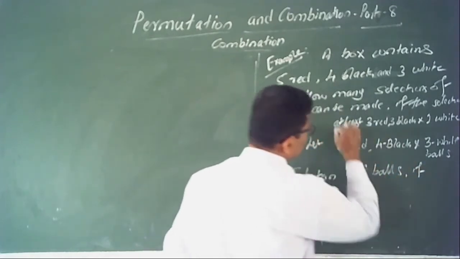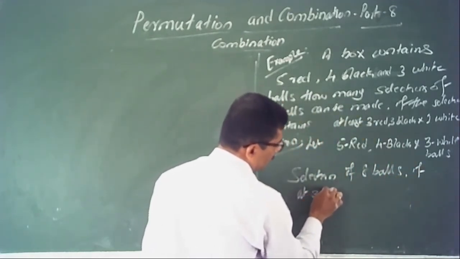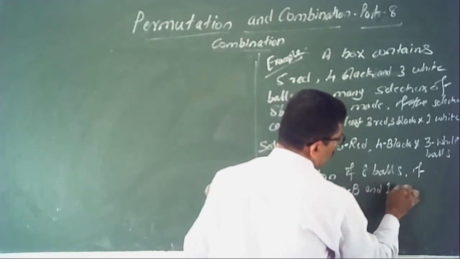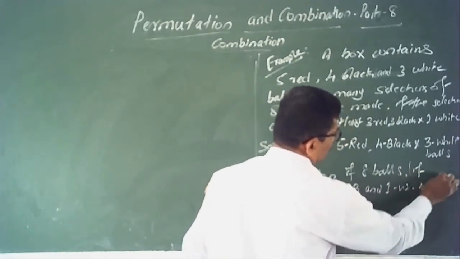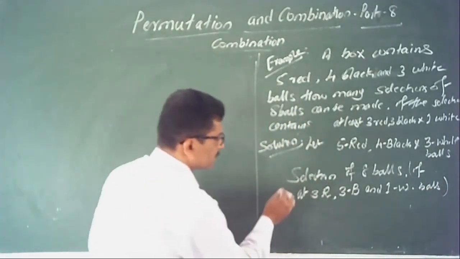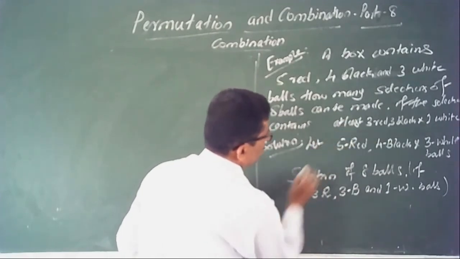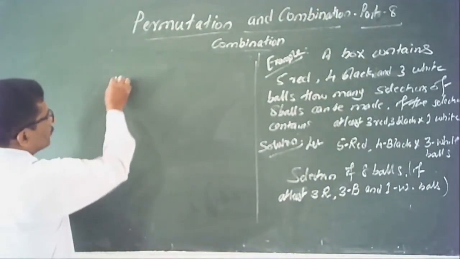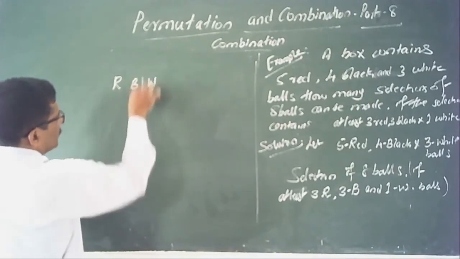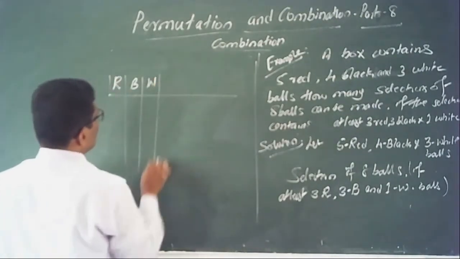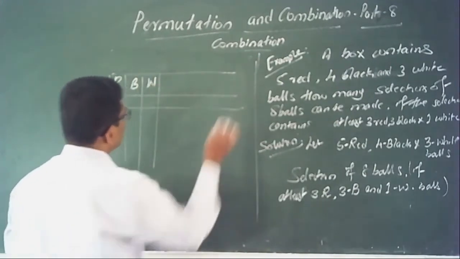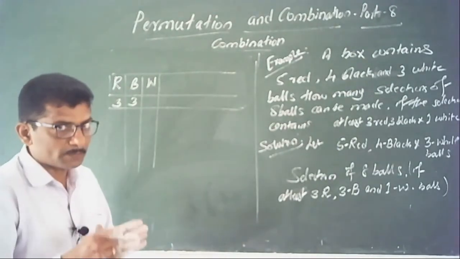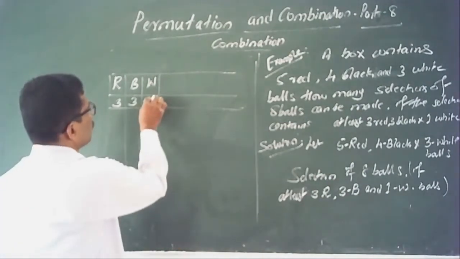Each selection contains at least 3 red, 3 black and 1 white ball. The condition is at least, not exactly. Here you know there are 3 types of balls: red, black and white. The condition is at least: minimum 3 red balls, 3 black balls and minimum 1 white ball.